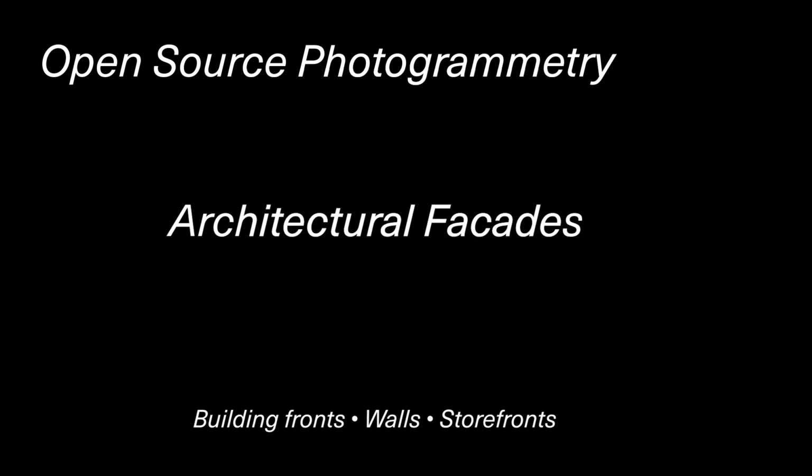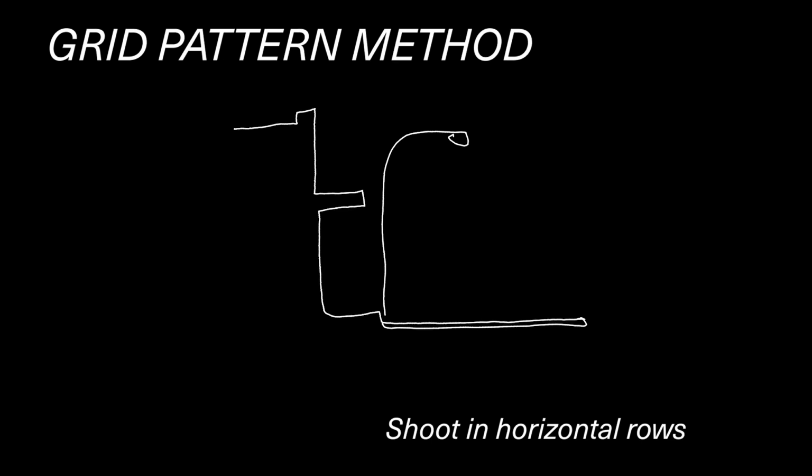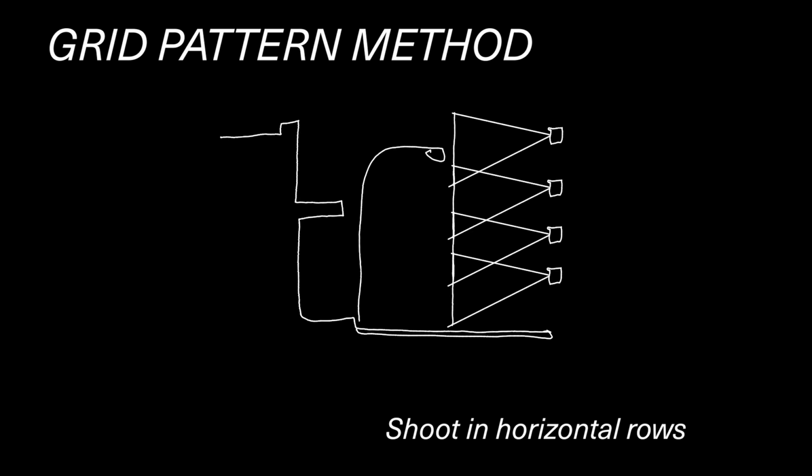Architectural facades are perfect for photogrammetry. Building fronts, walls with details, storefronts, but their flat, large nature requires a specific, grid-based shooting approach. Think of a facade as a grid.